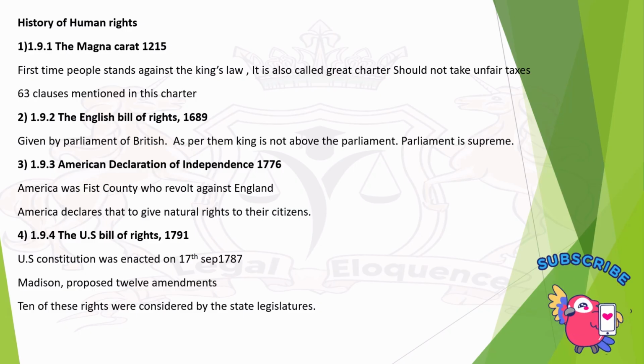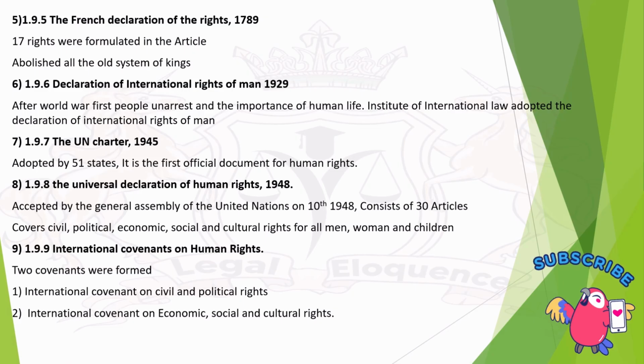The US Bill of Rights 1791. The US Constitution was enacted on 17 September 1787. Madison proposed 12 amendments. 10 of these rights were considered by the state legislatures. The French Declaration of the Rights 1789. 17 rights were formulated in the articles, abolishing all the old systems of kings.